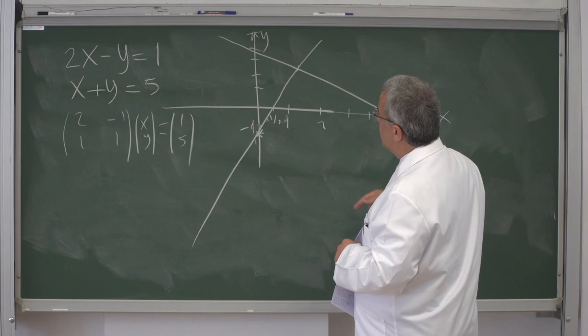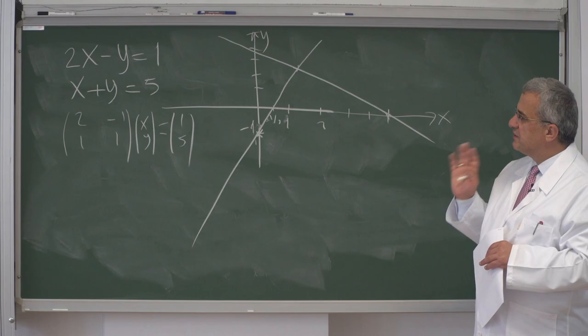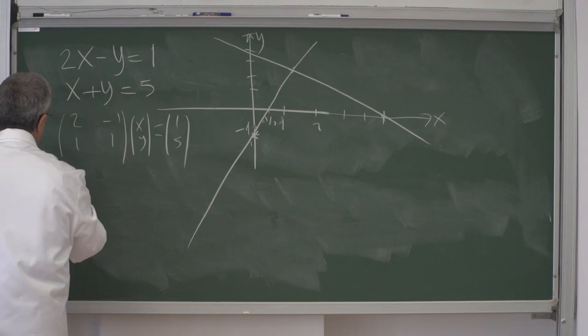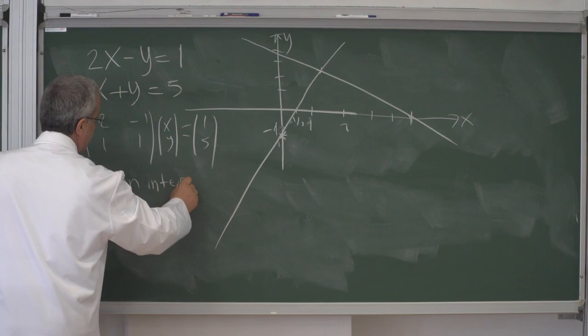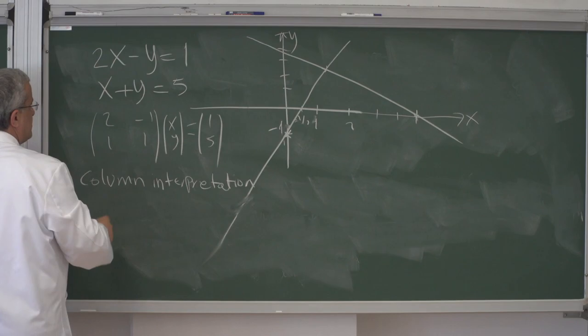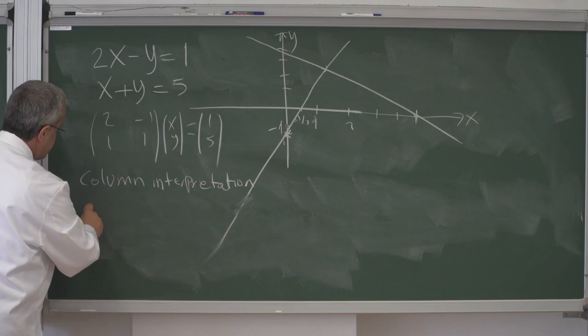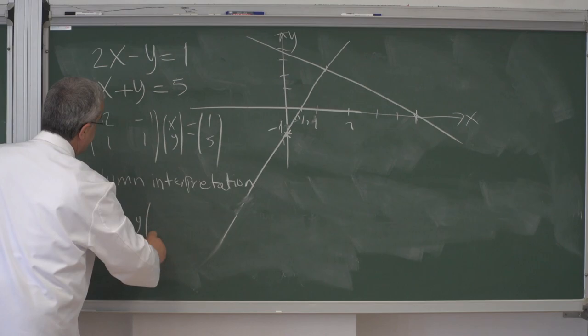Now we will look at another interpretation. This is where matrix theory comes into the picture. So this was looking at equations one by one and seeing where they intersect. Now let's look at the column interpretation. In this case, we look at each column as a vector, so this is like x times the vector 2, 1 plus y times the vector minus 1, 1 is equal to 1 and 5. Okay?